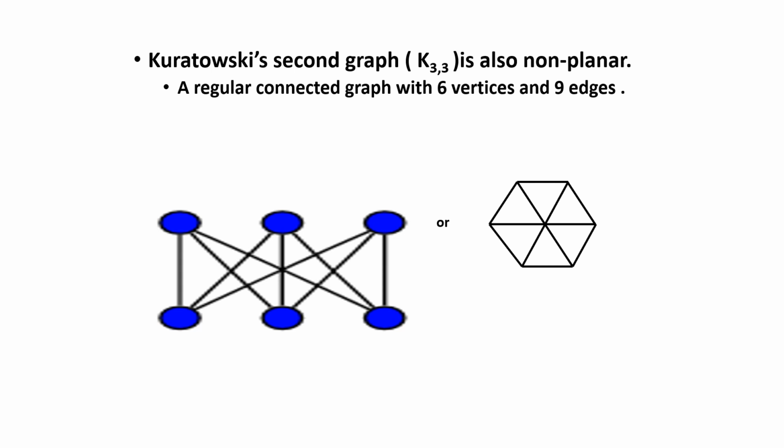Kuratowski's second graph is called K3,3, which is also a non-planar graph. It is a regular connected graph with 6 vertices and 9 edges. Here also we cannot draw one edge without intersecting others. So this is a non-planar graph.